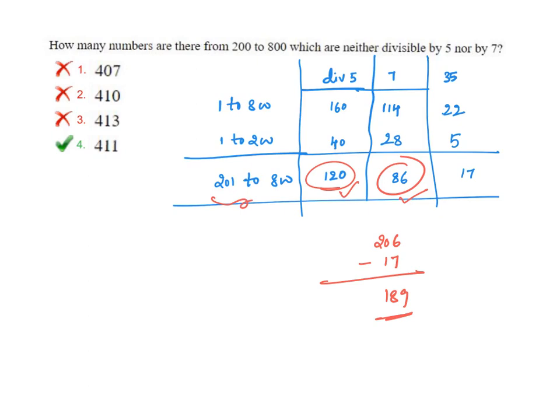From 201 to 800, we have 600 numbers. Out of it, only 189 are divisible by 5 or 7. So take them out. So the remaining numbers are 411. Therefore, 411 numbers are neither divisible by 5 nor divisible by 7. First we need to find out the numbers which are divisible by 5 and 7. Then after, you need to subtract it.